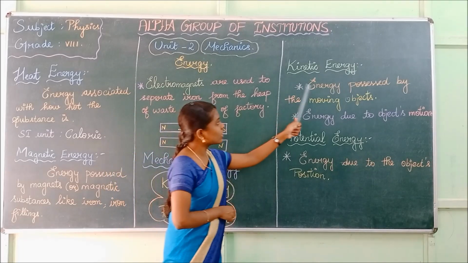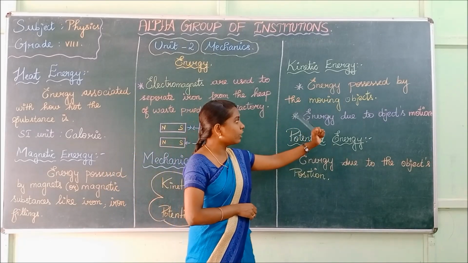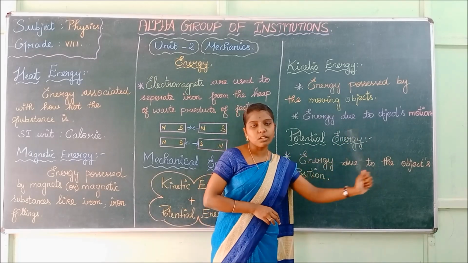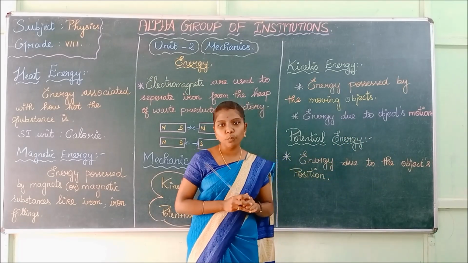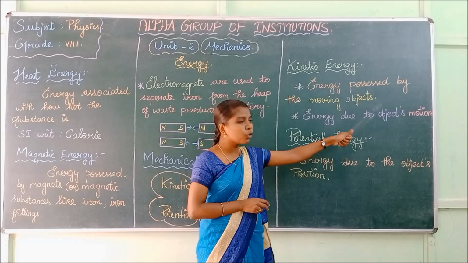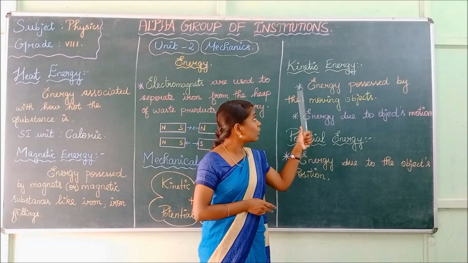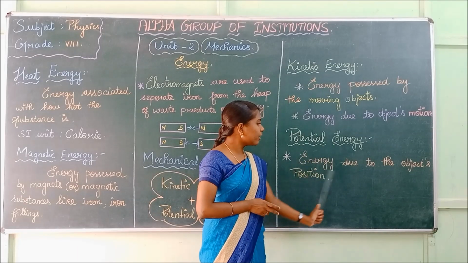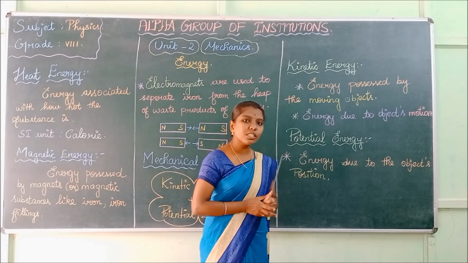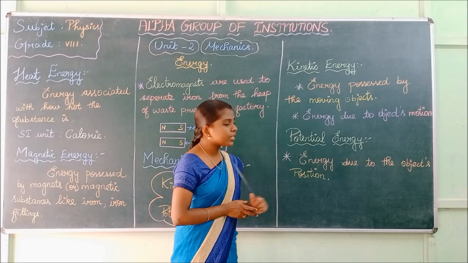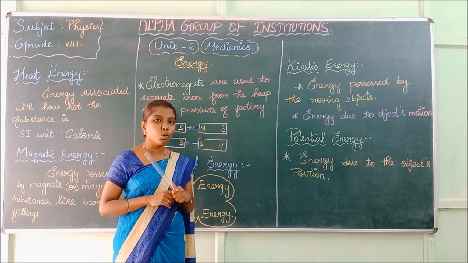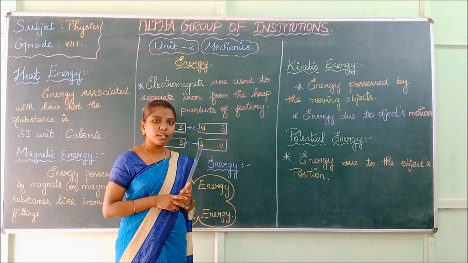Kinetic energy is nothing but energy possessed by a moving object. Energy due to an object's motion. Motion is nothing but movement. Energy due to an object's motion is said to be kinetic energy. Next, what is potential energy? Energy due to an object's position. Energy due to an object's position is called potential energy. Energy due to an object's motion is called kinetic energy.